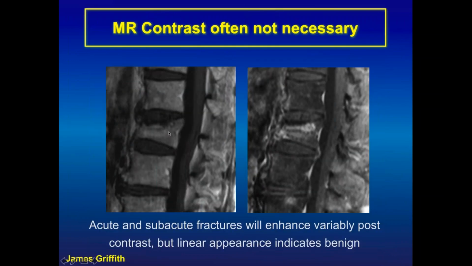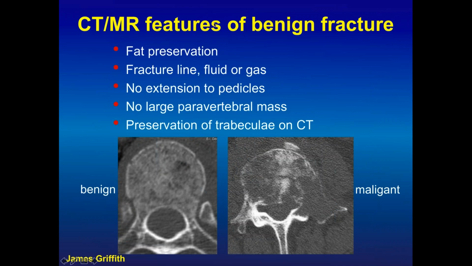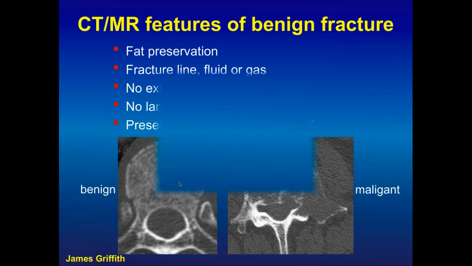So similarly with MRI, T1 weighted, T2 weighted, and now contrast has been given, but you don't need it typically, but if you do use it, you'll have a fairly linear configuration. Whereas if this were a metastatic fracture, the entire vertebra would light up with the contrast. So some of the features that support a benign fracture versus a malignant: preservation of fat in the vertebra, a fracture line will be seen, fluid or gas, no extension to the pedicles, no large paravertebral mass, and preservation of trabeculae on the CT. So this is a typical appearance for fairly advanced malignant involvement with fracture. This is a typical appearance of an osteoporotic benign fracture.